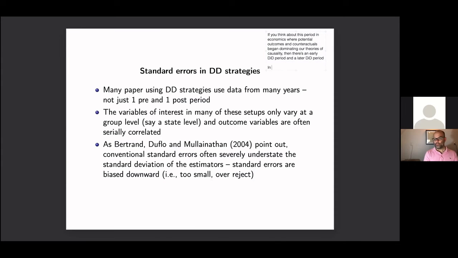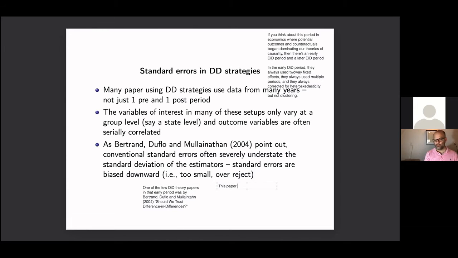In the early diff and diff period, they always used two-way fixed effects, always used multiple periods, and they always corrected for heteroscedasticity, not clustering. One of the few diff and diff theory papers in that early period was by Bertrand, Duflo, and Mullainathan, 2004. Should we trust difference in differences?